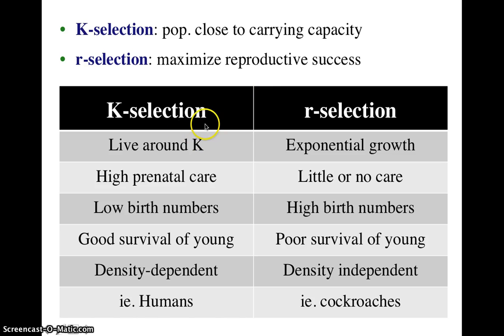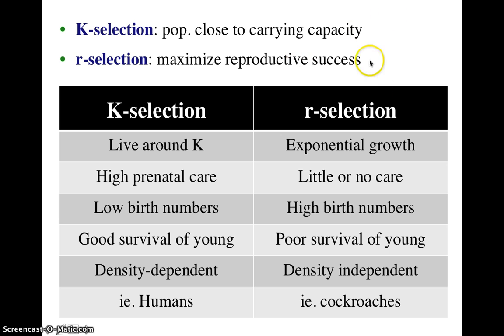Okay, K selection. That means the population will live around the carrying capacity. The parents will usually care a lot about their offspring, because this is a high caring strategy, quote unquote. So they actually have a low birth number because every single baby needs to be cared for, and usually have a very good survival rate of their young. Usually it's because of density dependent situations. Humans actually fall into K selection. So do elephants, and so do a lot of mammals.